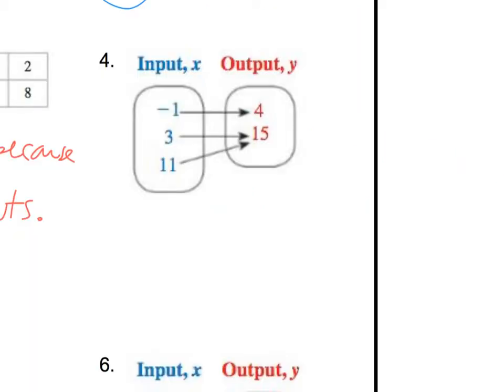Is this one a function? Yes. Yep. Yeah, I could send like Isaiah and Serenity to the nurse at the same time. I can do that. I can send 2 numbers to the same place. -1 has 1 output. 3 has 1 output. 11 has 1 output. So yes, function because each input has exactly 1 output or only 1 output.